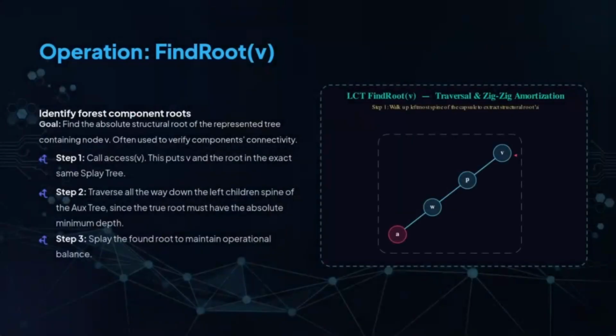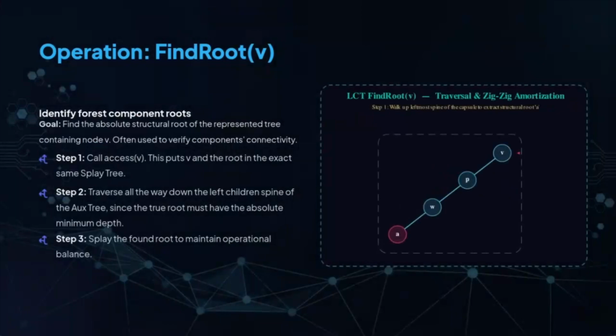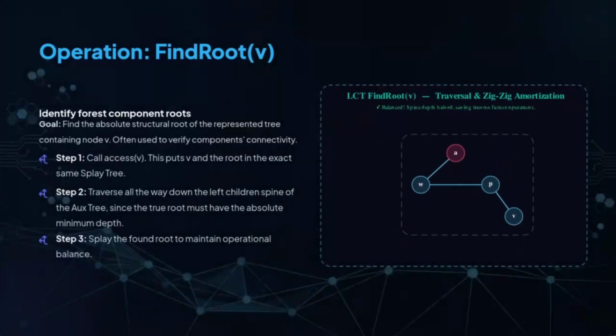With access built, we can identify forest component roots using find root of V. The goal is to find the absolute structural root of the represented tree containing node V, which is crucial for verifying components connectivity. Step 1. We call access to V. Because of how access works, this immediately puts V and the root in the exact same splay tree.